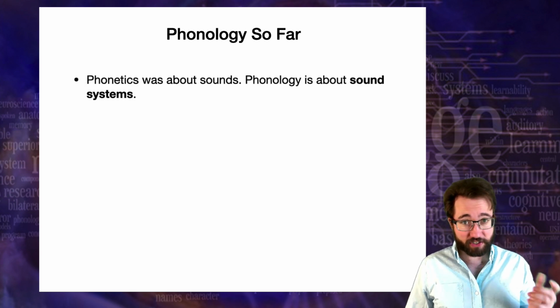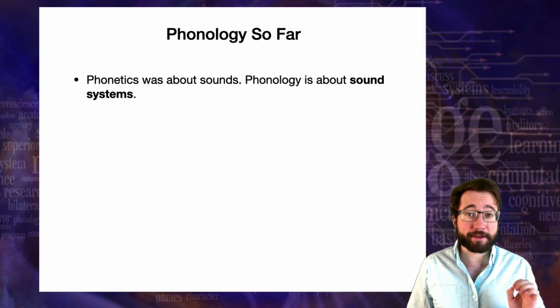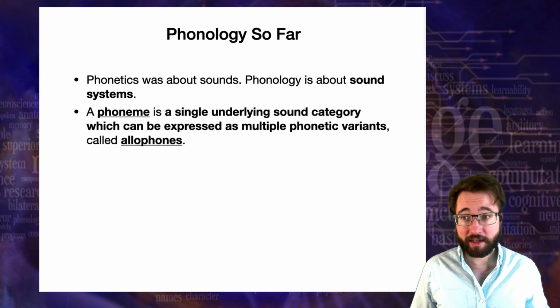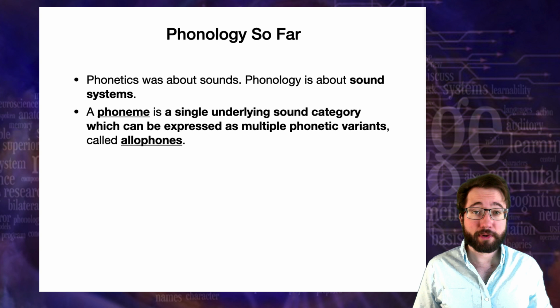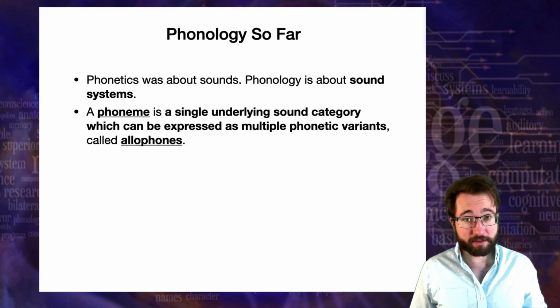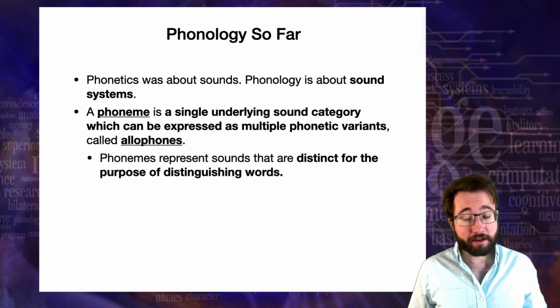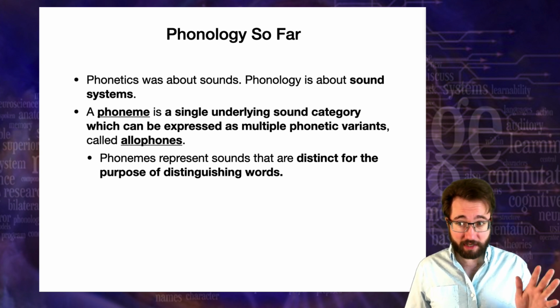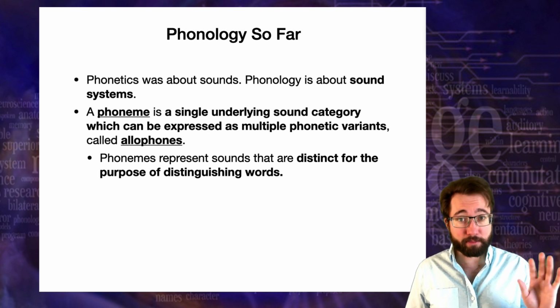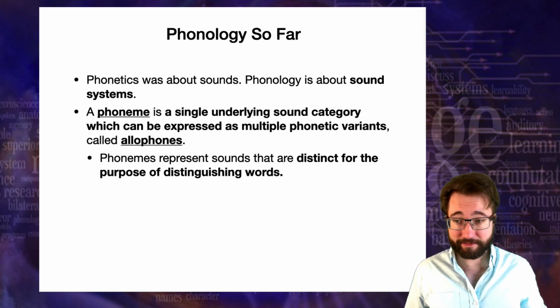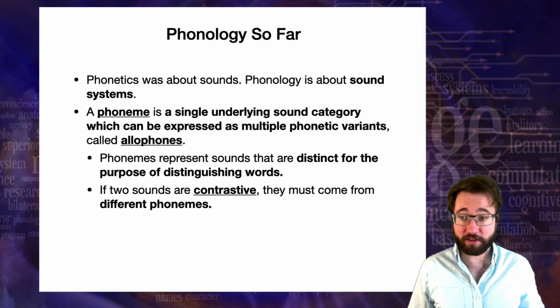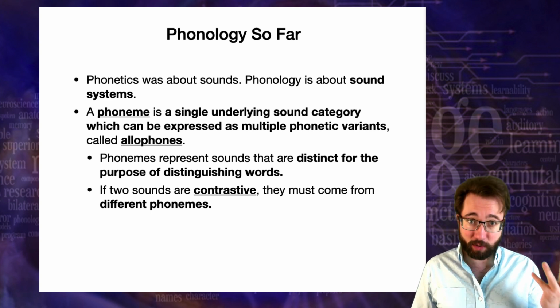So here's phonology so far, the major points. Phonetics, remember, was all about just the mechanics of sounds. Phonology is about sound systems, how sound systems are constituted in languages. A phoneme is a single underlying sound category which can be expressed as multiple different phonetic variants, which are called allophones. Remember, phonemes represent sounds that are distinct for the purpose of distinguishing words. They are sounds whose distinctions are important for the meaning of what you're saying. If two sounds are contrastive, then that means that they must come from different phonemes, and the way you can tell that they're contrastive is that you can find a minimal pair.